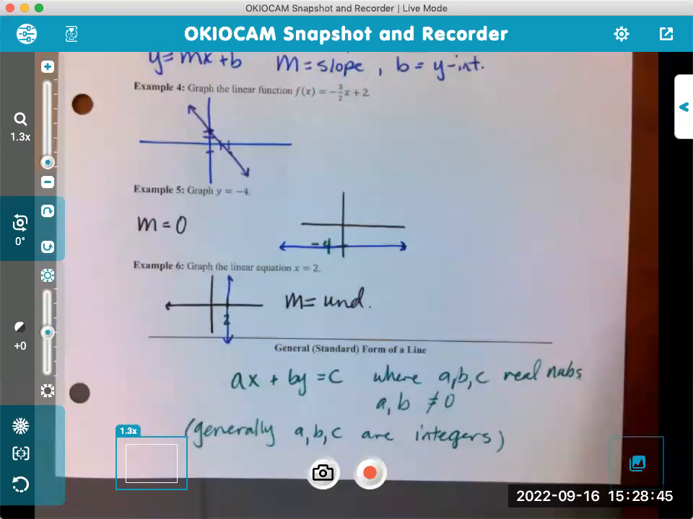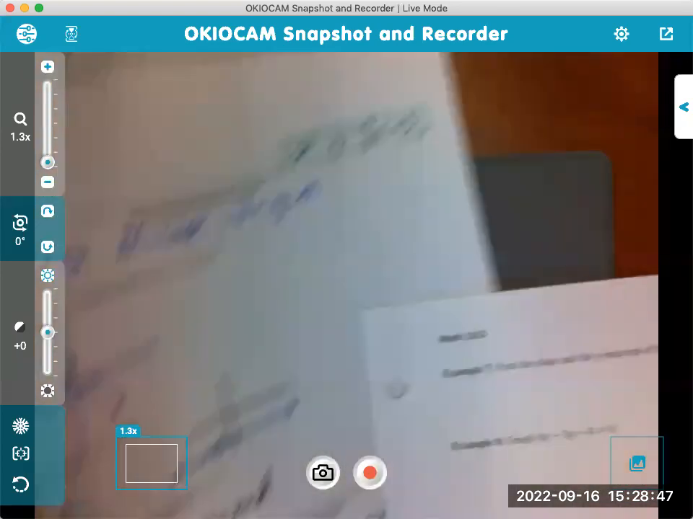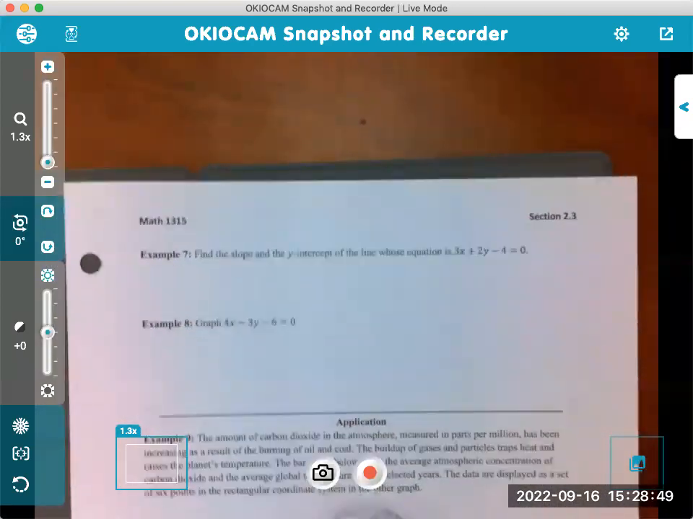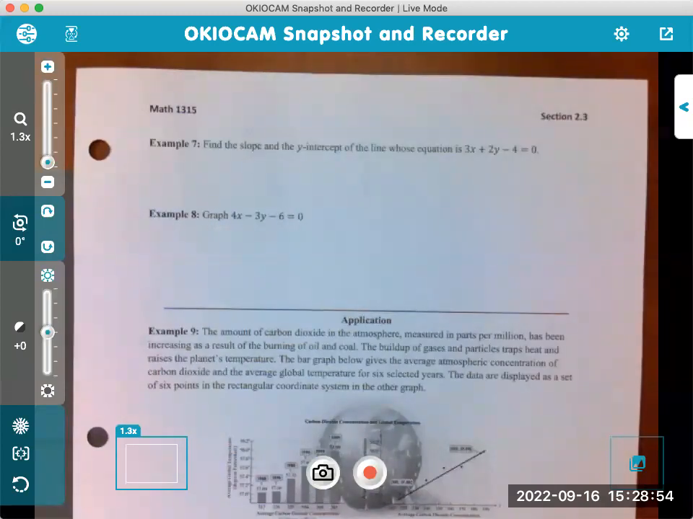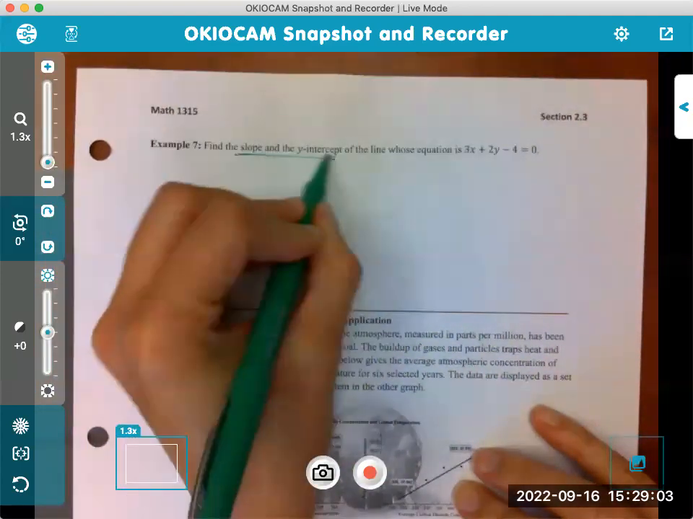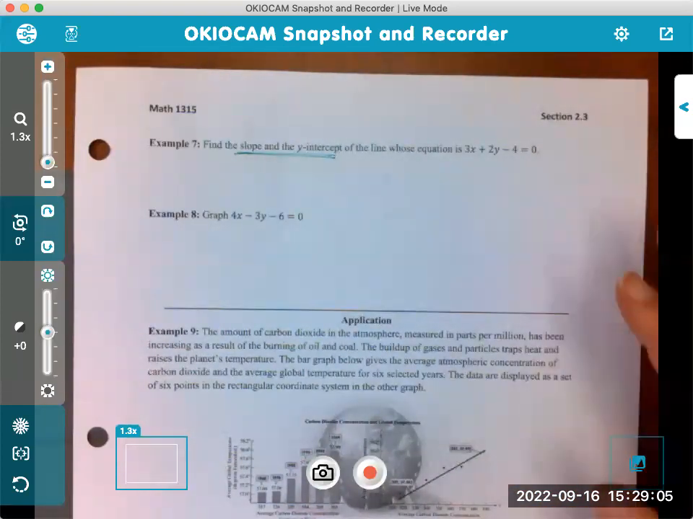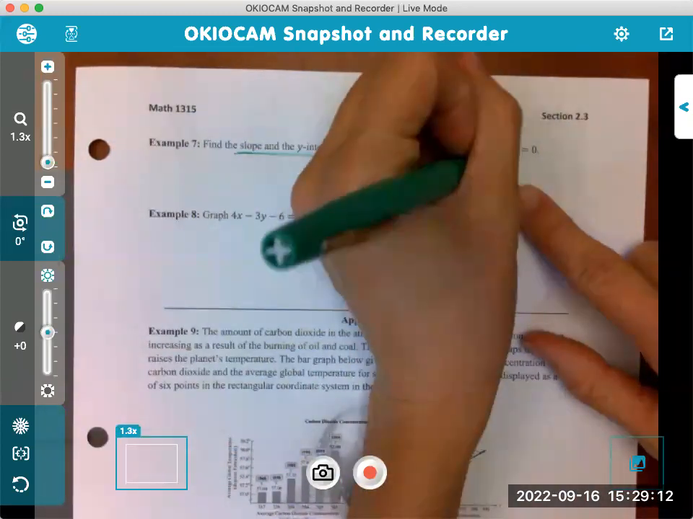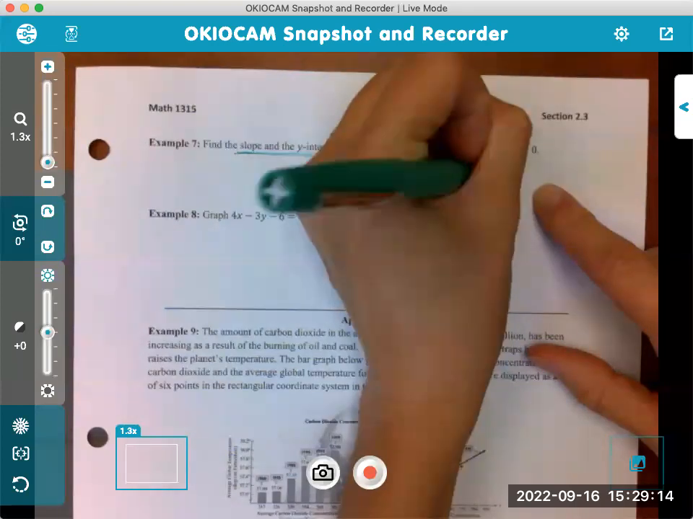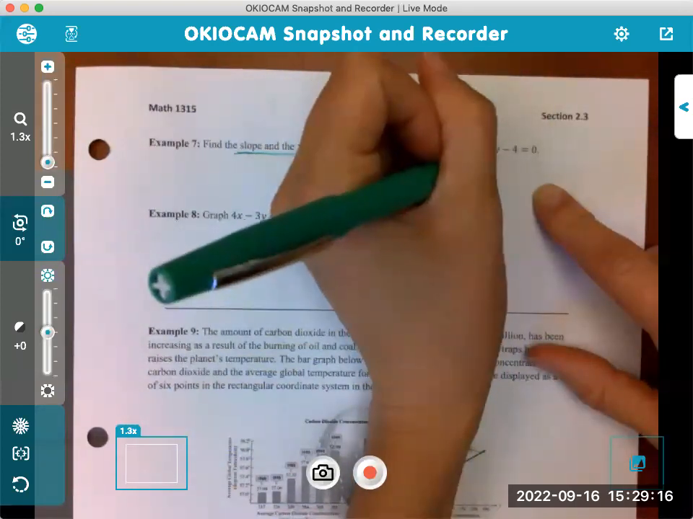So let's put it to work. Example 7: find the slope and y-intercept of a line whose equation is 3x plus 2y minus 4 equals 0. Well, the easiest way to do this is put it into what form? Slope-intercept form, right? They called it like they saw it. So all this means is that we want to solve 7 for y. Simple as that. So I'm going to subtract over the 3x and add over that 4.